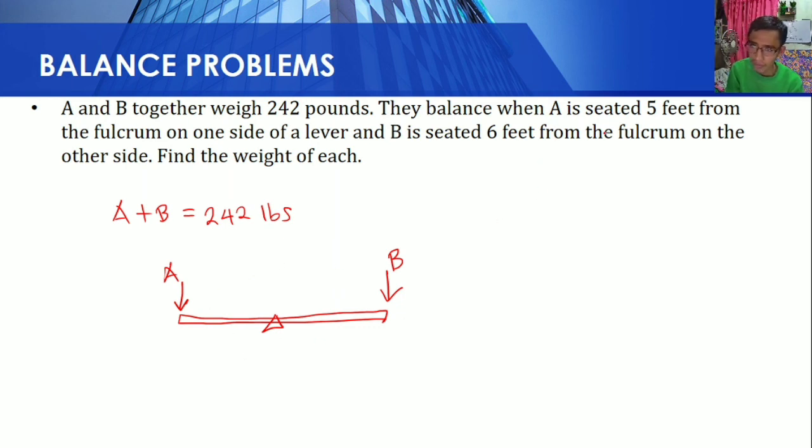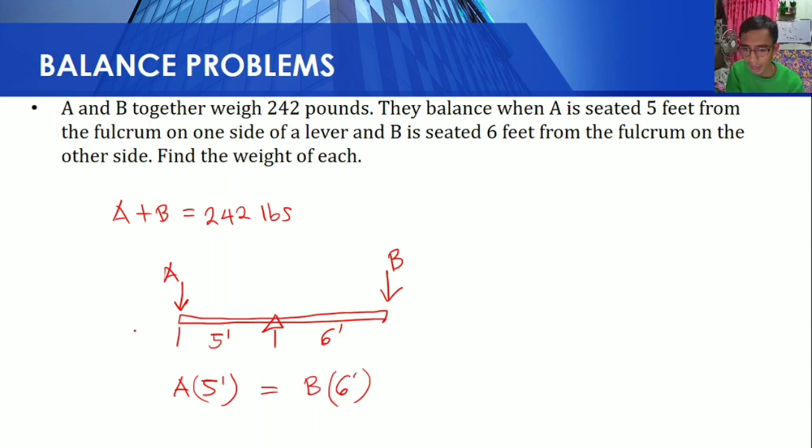A is seated 5 feet from the fulcrum, so the distance from there is 5 feet. From the other side of the lever, B is seated 6 feet from the fulcrum, so 6 feet on the other side. Find the weight of each, A and B. For them to balance, they are equal. Therefore, A times 5 feet is equal to the weight of B times 6 feet.